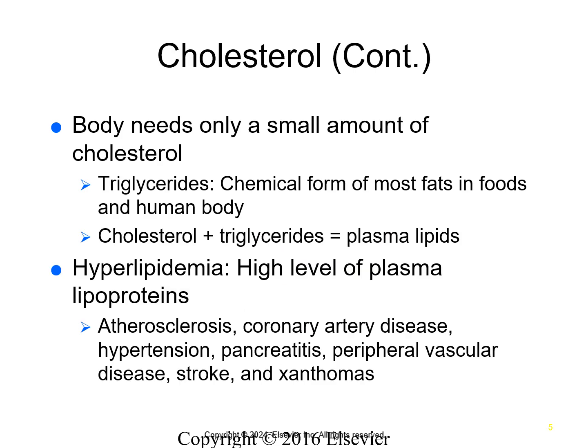Too much in the bloodstream can lead to narrowed arteries like in atherosclerosis and coronary artery disease. The chemical form of most of the fats in the foods and in our body is triglycerides. Cholesterol and triglycerides are in the blood. These two equal plasma lipids.